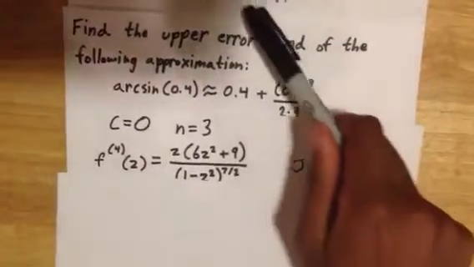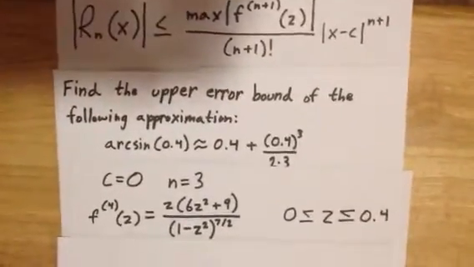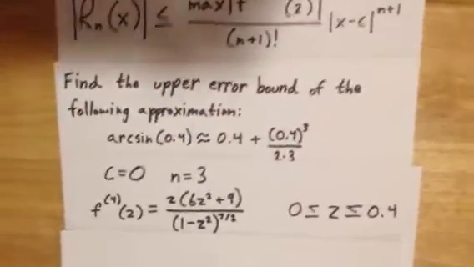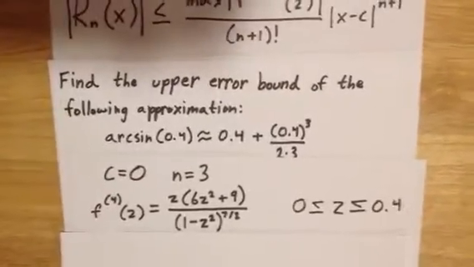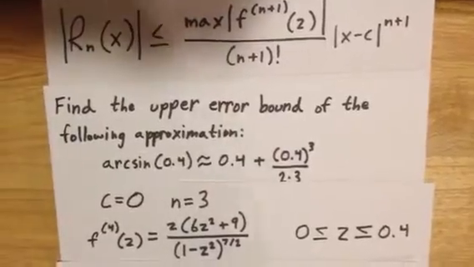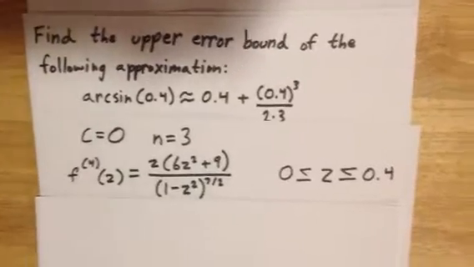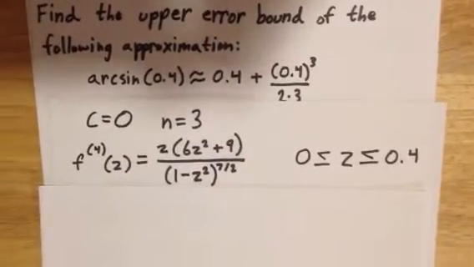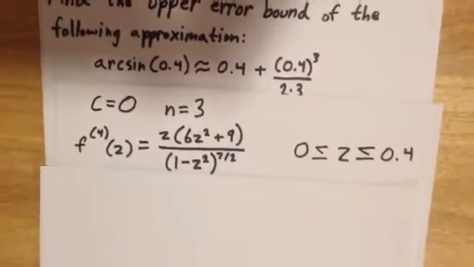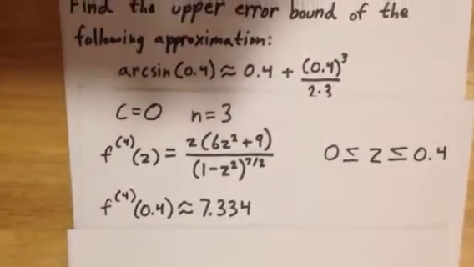And we've got n and we've got c, so now we've got to find the maximum of the n plus 1th derivative of f. So that is the fourth derivative of f, and if we plug this into a calculator, we find the fourth derivative of f, and we have to maximize this. To maximize it, z needs to be a number between the center of the polynomial and the number of approximation, which is between 0 and 0.4. We find that it is a maximum at 0.4, and that's 7.334.